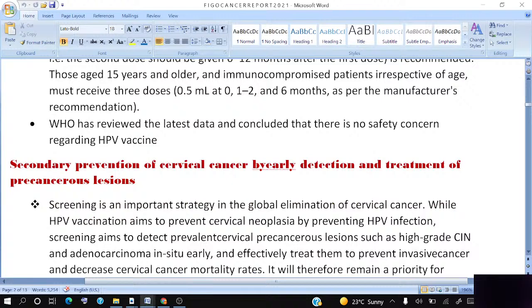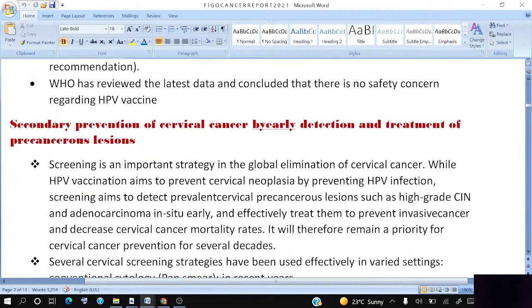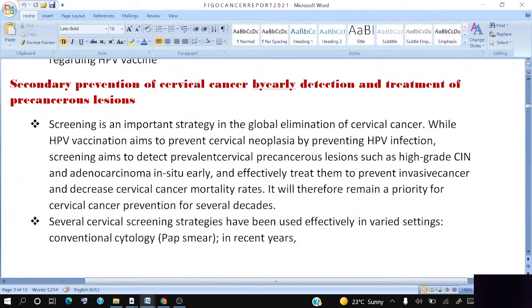WHO has reviewed the latest data and concluded that there is no safety concern regarding HPV vaccines. Secondary prevention of cervical cancer is by early detection and treatment of precancerous lesions. Early detection gives control of the disease, so screening is an important strategy.